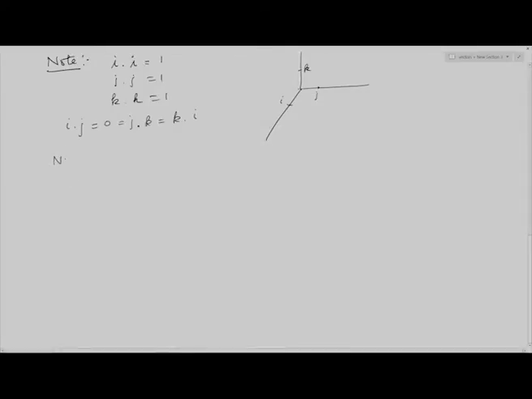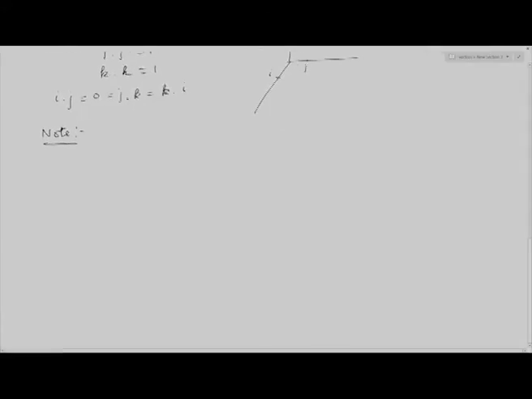So, next remark, now take two vectors A and B. Let us say this is the vector A and this is the vector B, and this angle is theta.